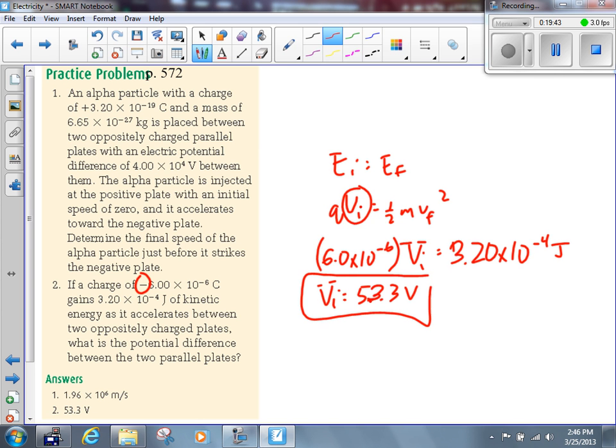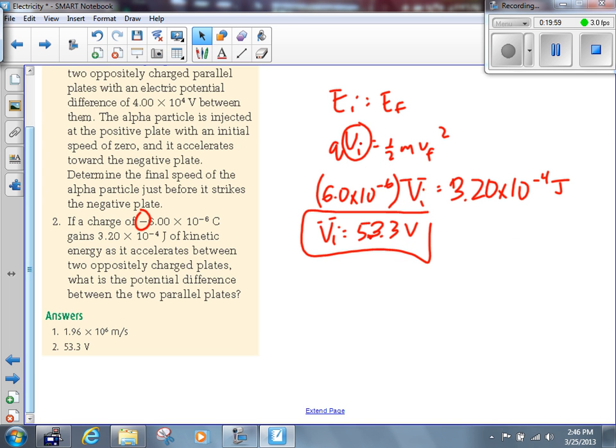Now, some of you might look at this and say, well, how do we know it started at rest? How do we know that it wasn't moving? Let's assume that it didn't start at rest for a second. Okay, let's assume that it started with a certain speed that gave it a certain kinetic energy. A kinetic energy, let's say, right off the top of 1 times 10 to the negative 4 joules. Well, then the question would look like this.